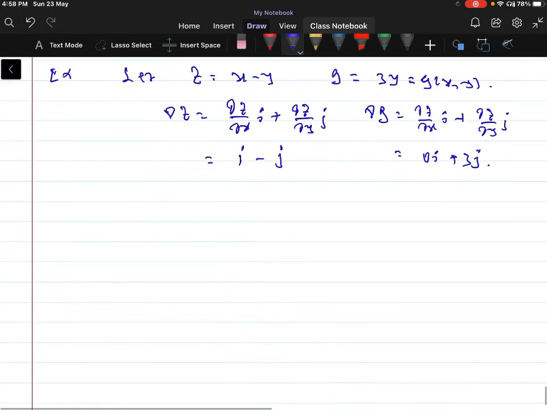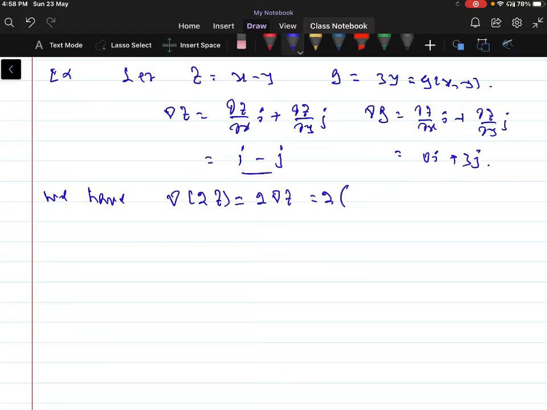Then we can find out gradient of 2f. Gradient of 2f can be written as 2 into gradient of f, according to the algebra properties of the gradients. So that is 2 into gradient of f, which is 2i minus 2j.